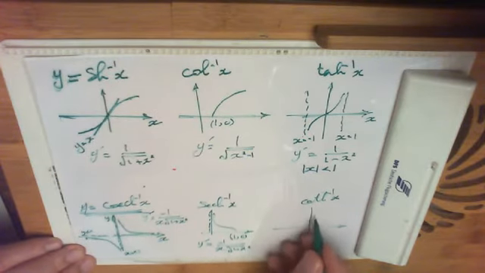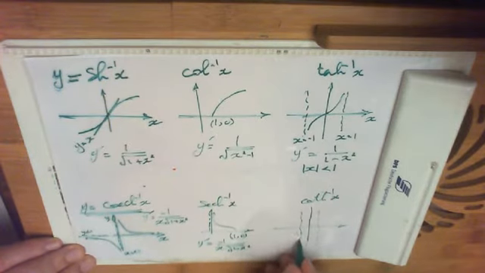In case of coth minus 1, if you remember, its curve was like this.